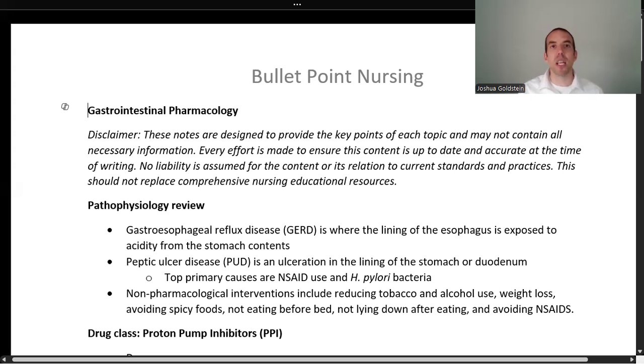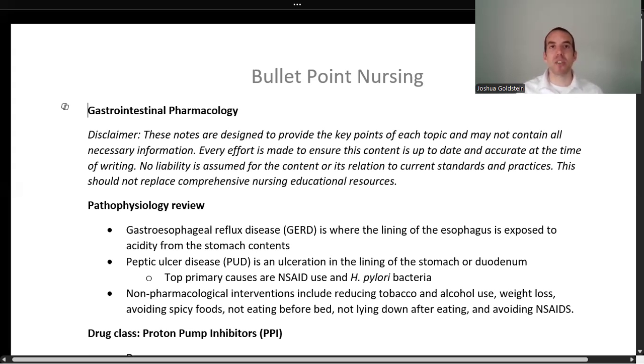Let's go ahead and start talking a little bit about pathophysiology for GERD and peptic ulcer disease. So GERD, gastroesophageal reflux disease, is very common. Millions of people have it, and it's a condition where the lining of the esophagus is exposed to the acidity from the stomach contents. What does that mean?